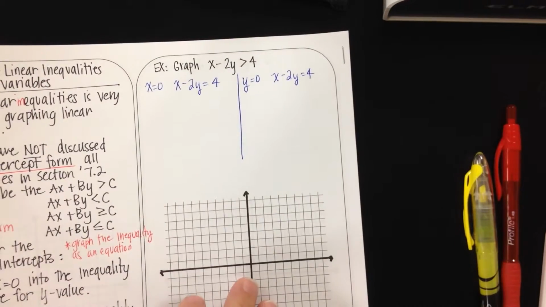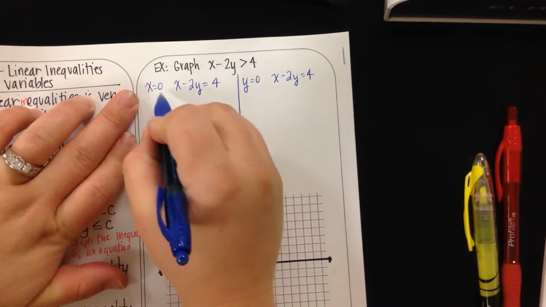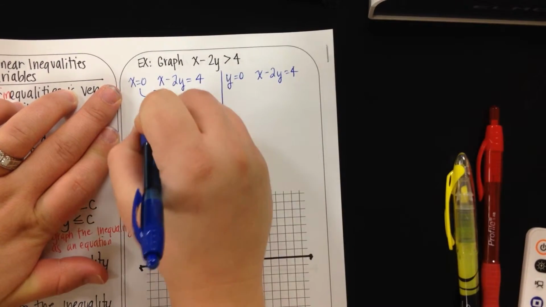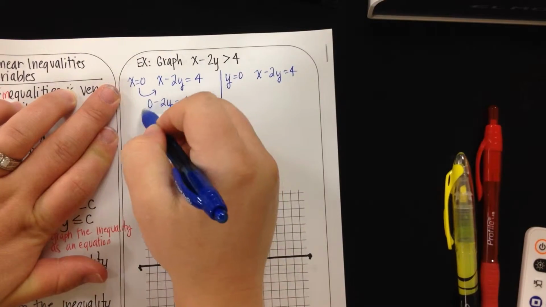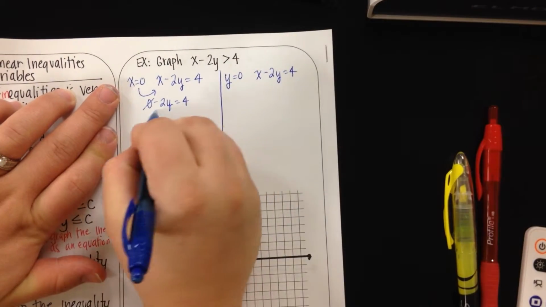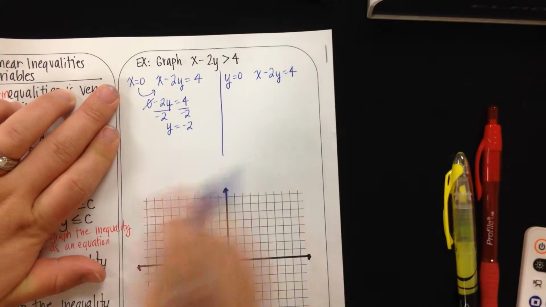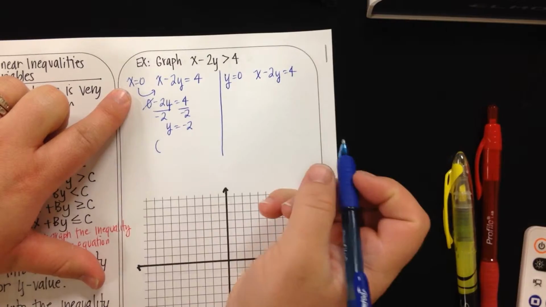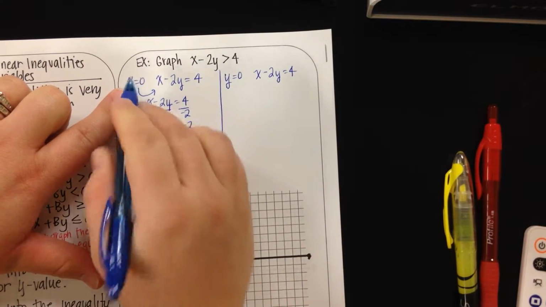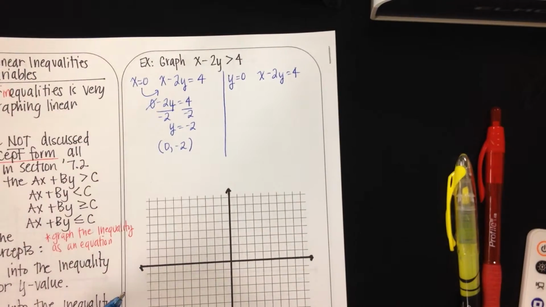Okay? So this first scenario, we're trying to find our y-intercept. So plug in 0 for x, so 0 minus 2y equals 4. Obviously the 0 cancels out. And you get y equals negative 2. From those 2 points, I can create an ordered pair. 0 is my x, negative 2 is my y.